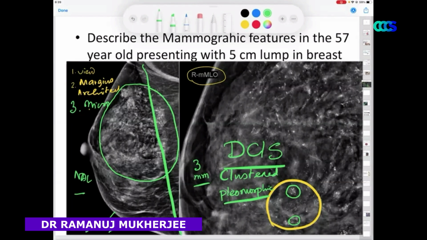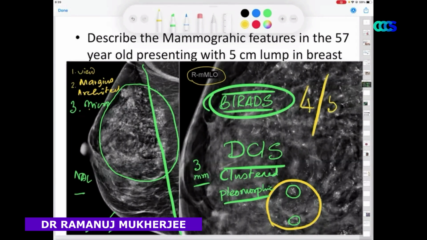So you are not required to comment in your exams about something called BIRADS, because we are not radiologists, we are not going to score this. But if you are so intent upon talking about a BIRADS, what is the probable BIRADS in this patient? 4B. Okay. Wow, good. I do not know about 4A, 4B, 4C, but I will be commenting either it is a BIRADS 4 or a BIRADS 5. Either it is a BIRADS 4 or a BIRADS 5.